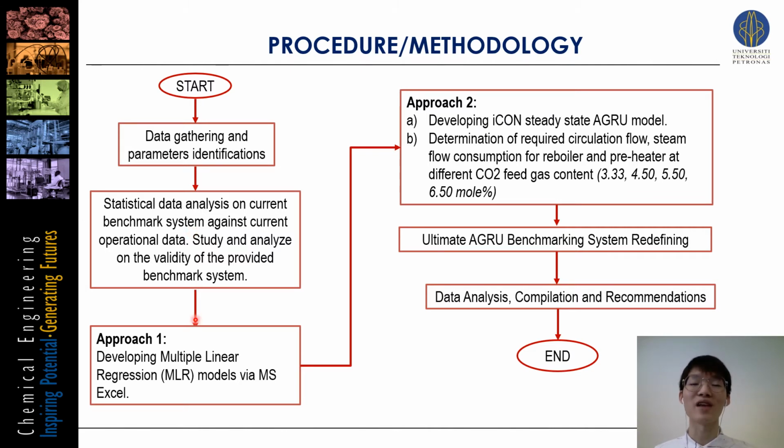And next, I ventured into the very first new benchmark system, which I call the MLR model. It's the multiple linear regression model via Excel-based. And next, after this MLR model, I ventured into approach 2, for which I developed Icon steady-state AGRU models, and this model is used to determine the required circulation flow and steam flow consumption for the reboiler and the preheater at different CO2 feed gas content.